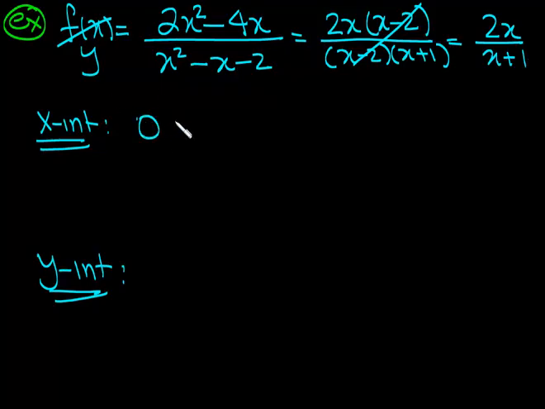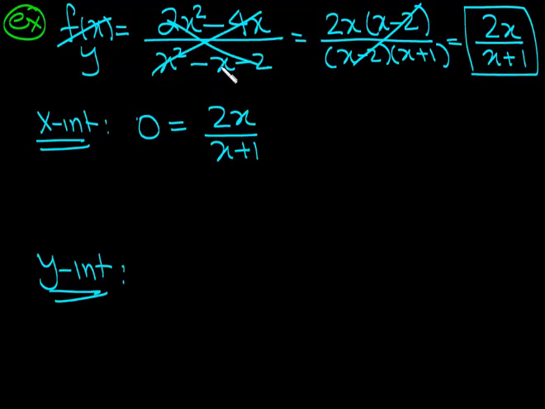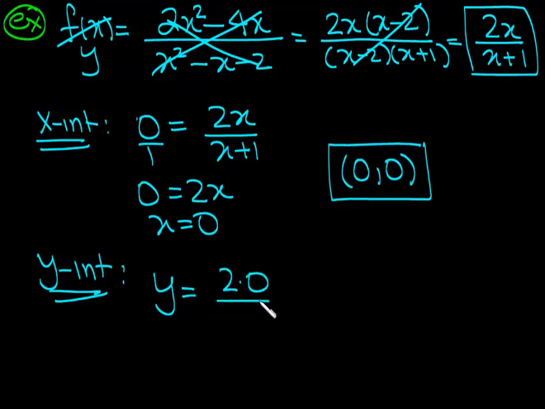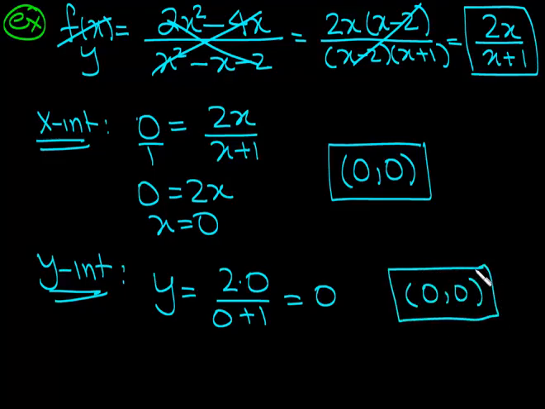So I have 0 is equal to 2x over x plus 1. This is my problem now. Do you guys follow? Not this. So let's ignore that. So then I cross multiply, so I get 0 is equal to 2x. You divide by 2, so you get x is 0. So my x-intercept is 0, 0. Okay. To find the y-intercept, what do? We set x to 0, so we get 2 times 0 over 0 plus 1, so we get 0. So the y-intercept also happens to be exactly the same.